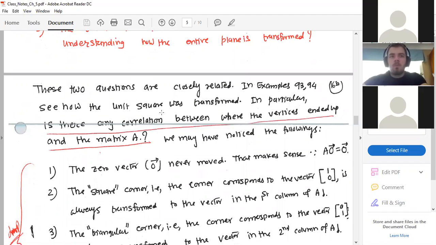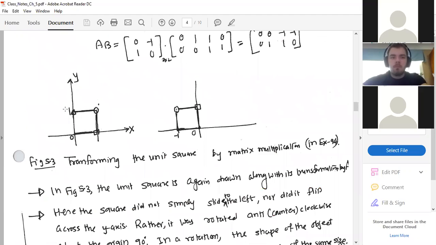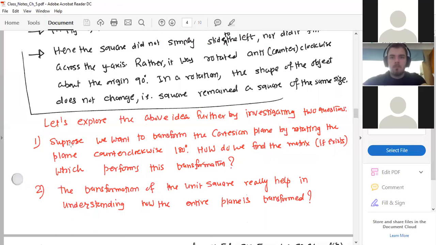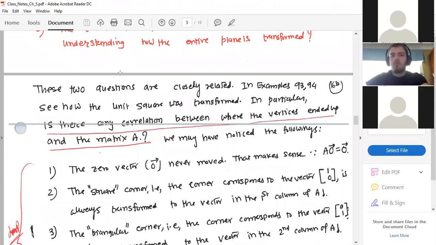See how the unit square was transformed. In particular, is there any correlation between where the vertices ended up and the matrix A? The vertices, look at what these are: the vertices 0, 0, square, circle, and triangle. These are the vertices. So what is the relationship between these vertices and the given matrix? That's what we are looking for in short.